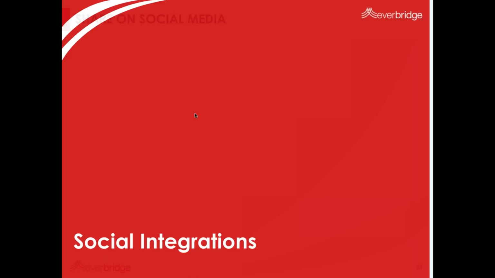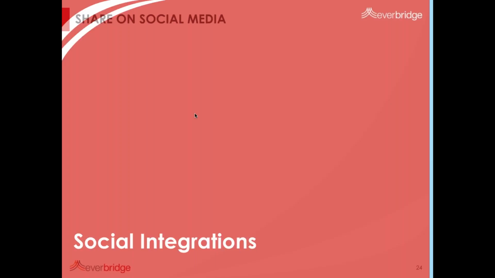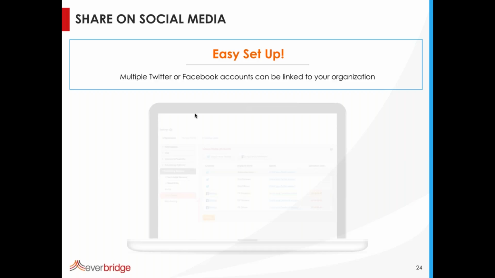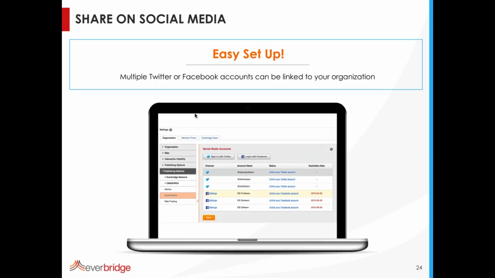Another component of community engagement is integration with both Facebook and Twitter. So directly from your Everbridge settings, you can link your account to both a Facebook and Twitter account. And not just one Facebook and Twitter account, actually multiple accounts. However many different profiles you're managing across both Facebook and Twitter, you can very easily link those to your Everbridge account.